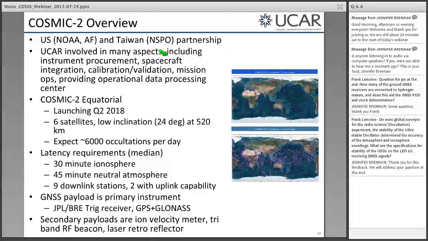The primary instrument is an update of the JPL heritage Blackjack receiver, called the TGRS, for Tri-GNSS. For this mission, we'll be tracking GPS and GLONASS, the Russian GNSS system. And that is one of the reasons why we will get many more occultations per satellite than we did with Cosmic 1. There are some secondary payloads. One is an in-situ instrument called the ion velocity meter. There's also a tri-band RF beacon, also for studying the ionosphere. And there's a laser retroreflector, which will get used just a little bit for validating the microwave orbits.